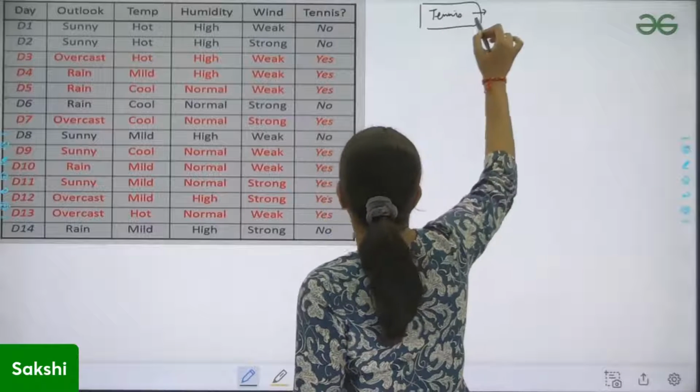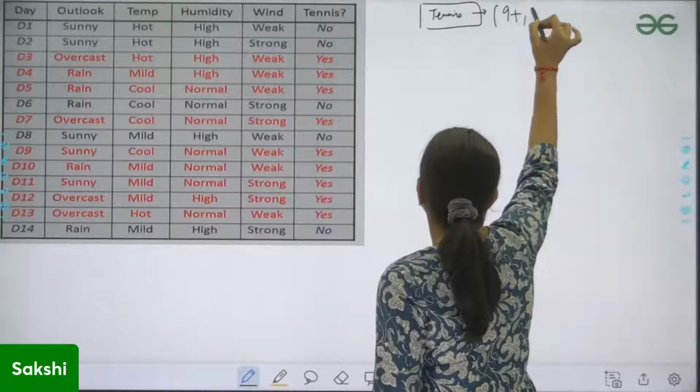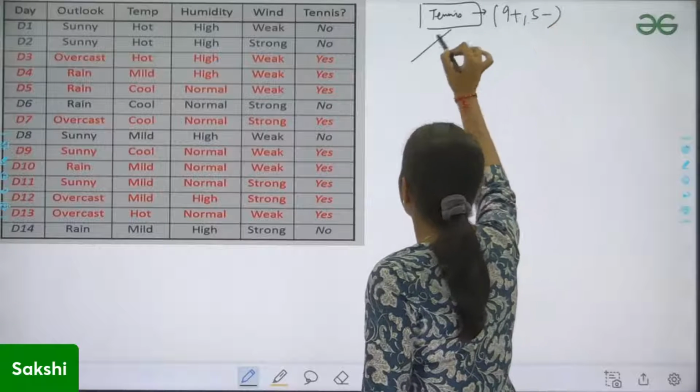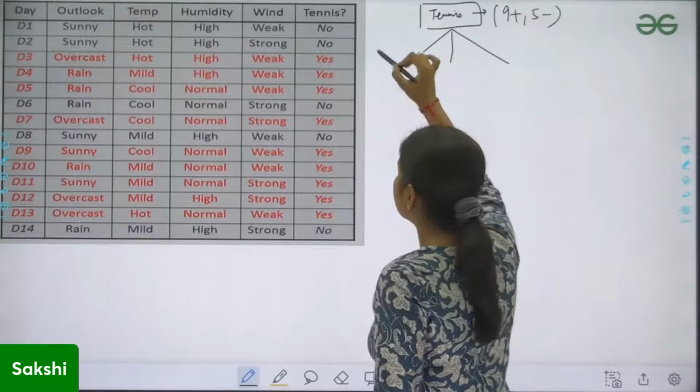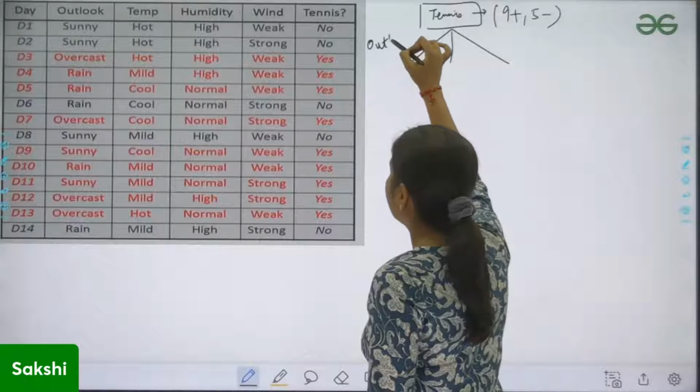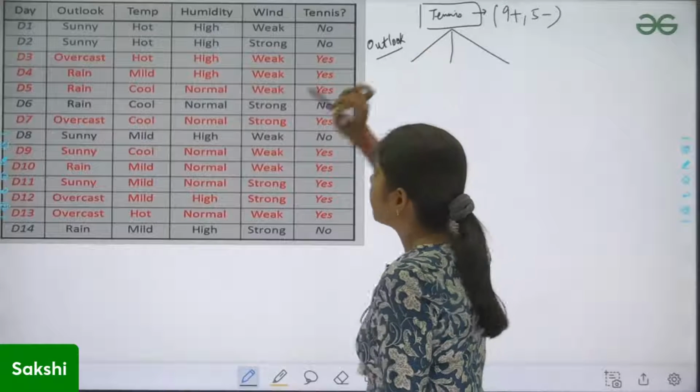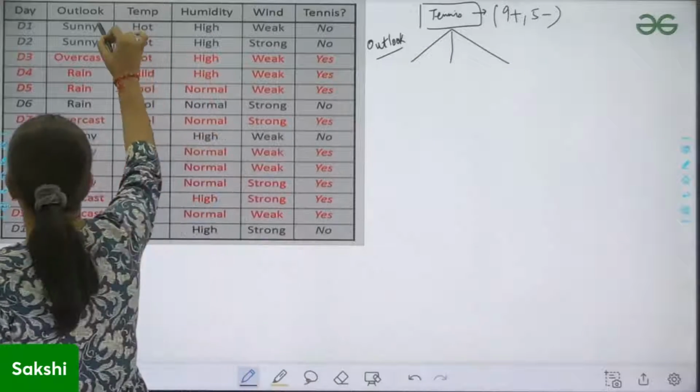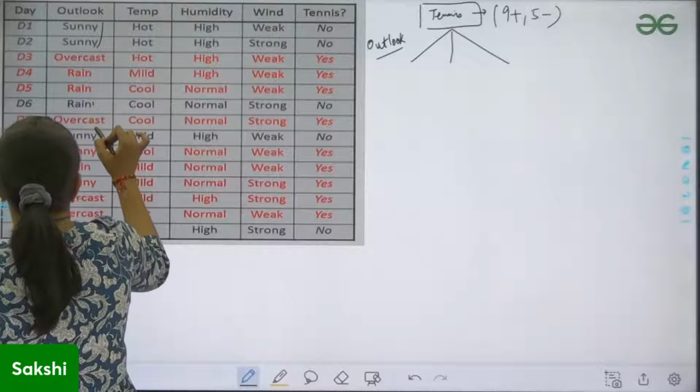1, 2, 3, 9 yes and 5 positive. 9 positive and 5 negative. So let's say I am splitting it using the feature outlook. Outlook feature. If I'm splitting it using outlook feature, so we have 2 sunny, 3 sunny.